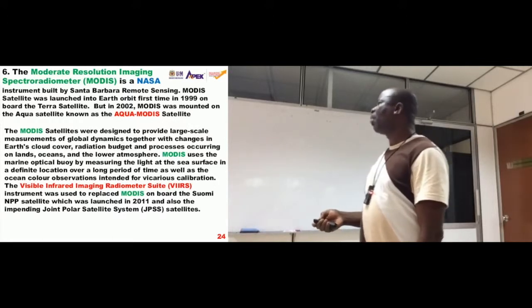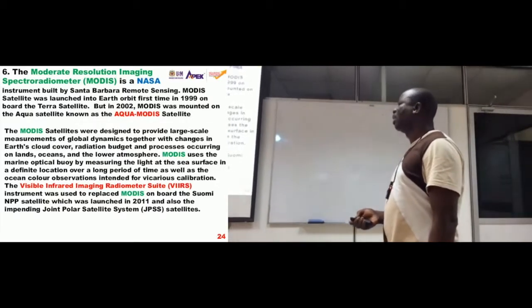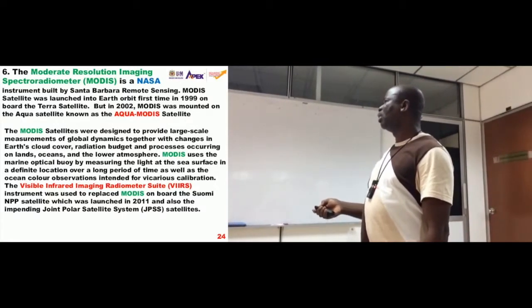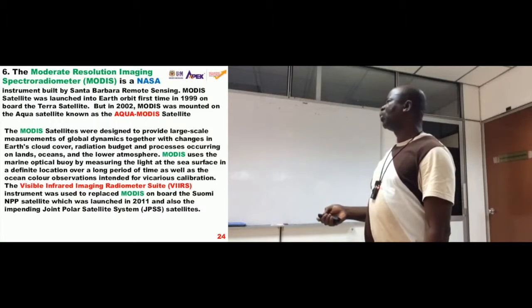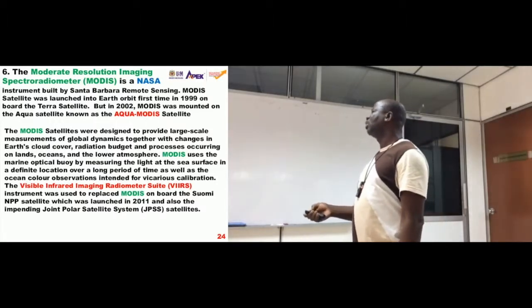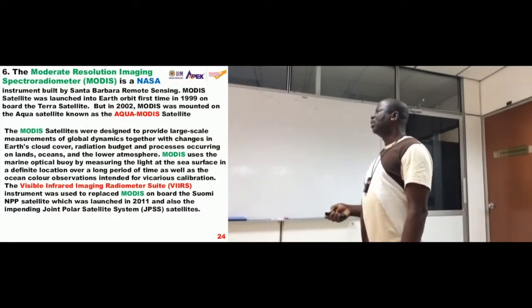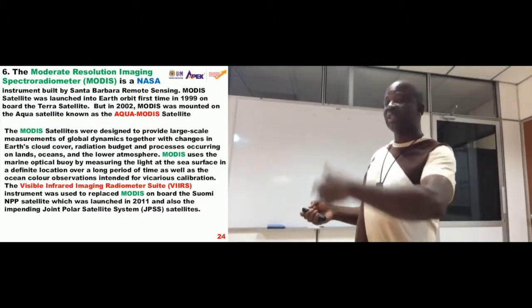So the Visible Infrared Imaging Radiometer Suite, which is VIIRS, is an instrument that was used to replace the MODIS on board the Suomi NPP. NPP means North Polar Program. That was launched in 2011. So MODIS has been replaced by this in 2011, and also in the impending Joint Polar Satellite System satellites. That is the one that will be launched in 2019, which I have shown previously.